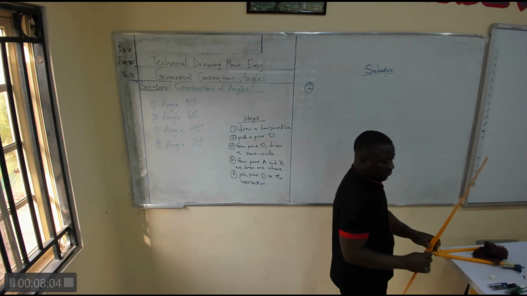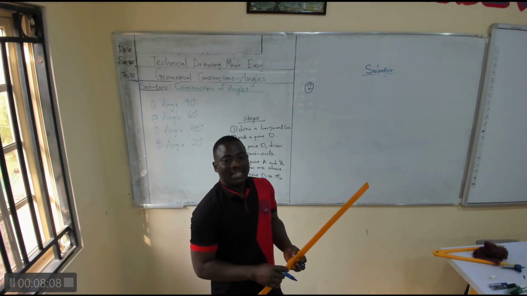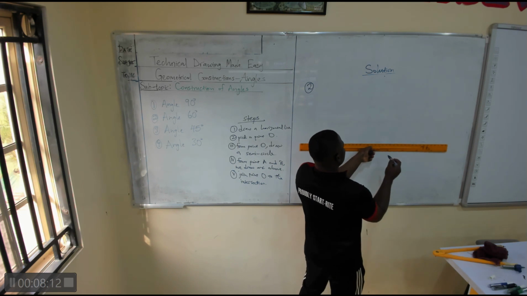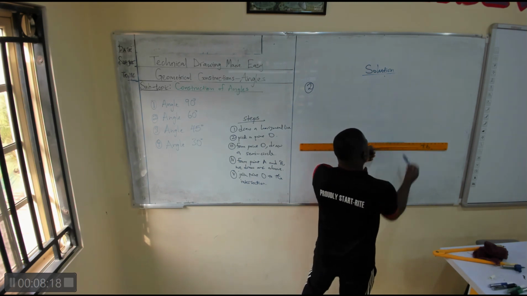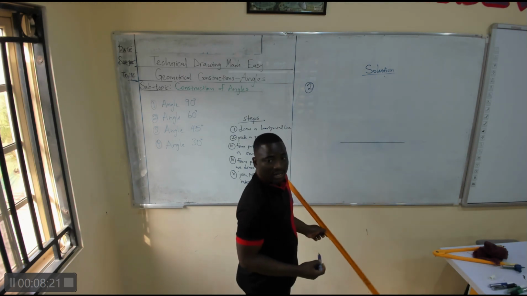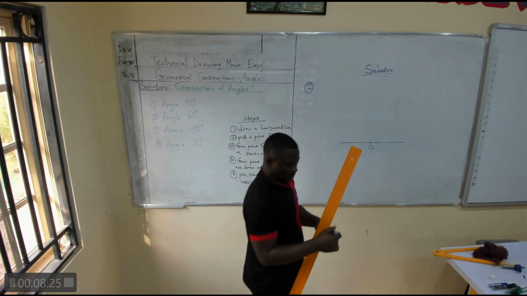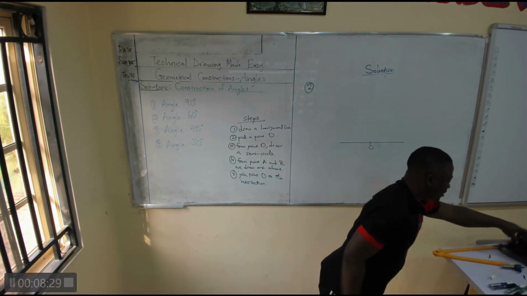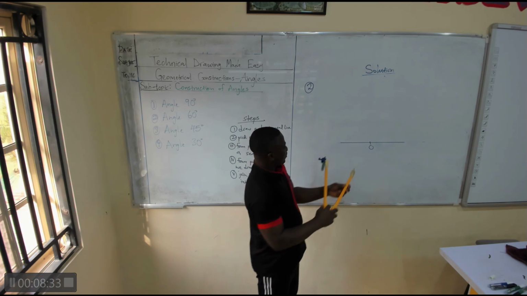Yes, you are correct. The first step is to draw a horizontal line. That's the first thing you are going to do when you are asked to construct an angle. Draw a horizontal line like this. Can you see my horizontal line? The next thing is you pick what? You pick a point. Can you see that now? Good.